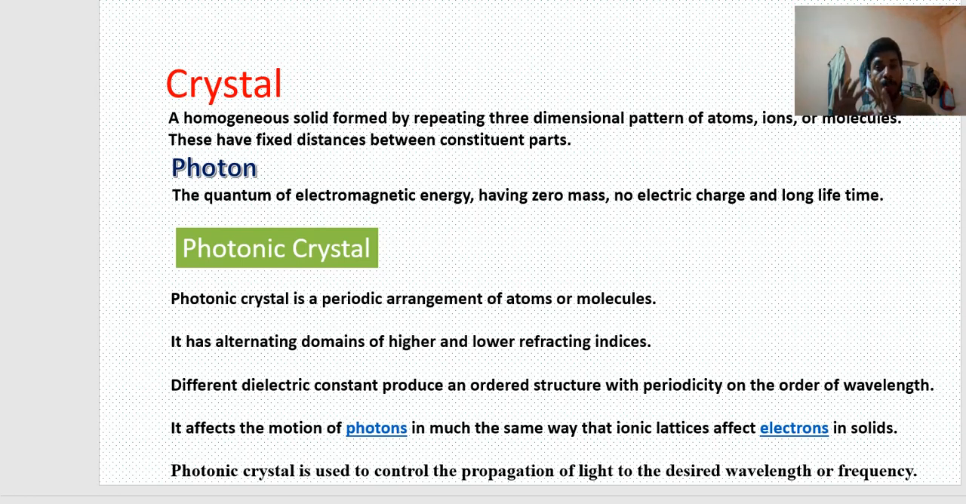A photonic crystal is a periodic arrangement of atoms or molecules. It has alternating domains of higher and lower refractive indices. As in a solid, the ionic lattice affects the motion of the electrons, in a similar way photonic crystals affect the motion of the photons. A photonic crystal is used to control the propagation of light to a desired wavelength or frequency. That is the very good beauty of photonic crystals. It means we can propagate light as we need.